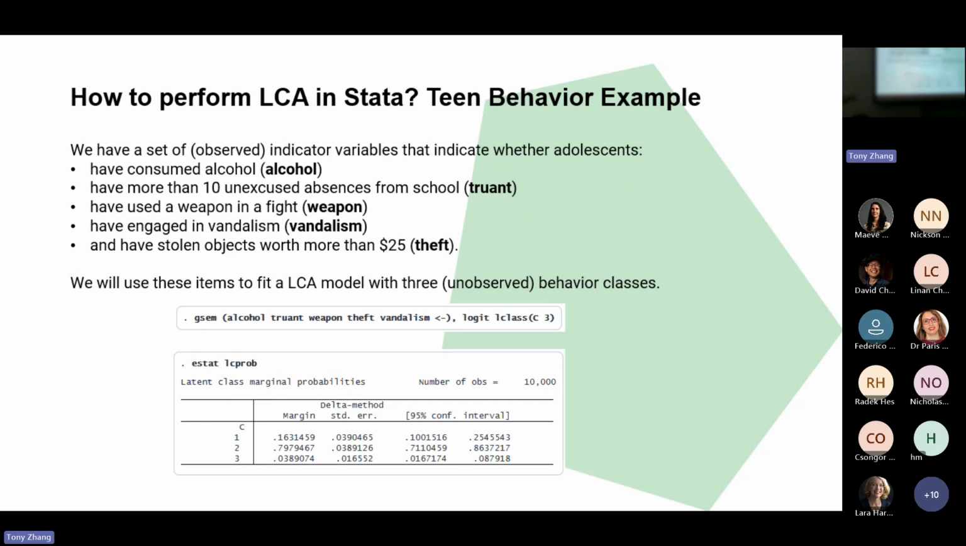Both LCA and LPA are under the GSEM framework. The logit is used because those indicator variables are binary, so we use logit for the link function. After we fit the model, we can use estat lcprob to give us the proportions of the classes. We can see that we have identified 3 classes, and approximately 16% of the teenagers are in class 1, 80% in class 2, and 4% in class 3.